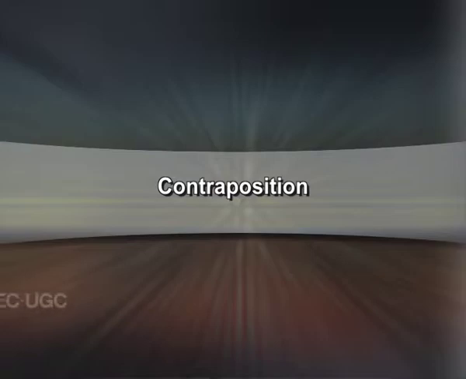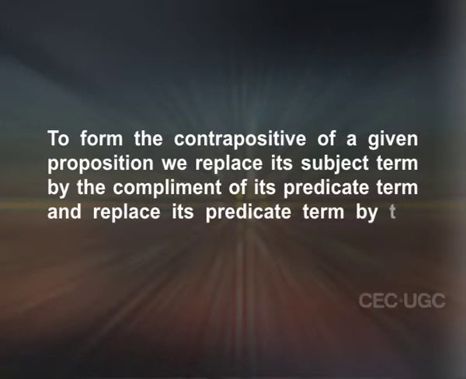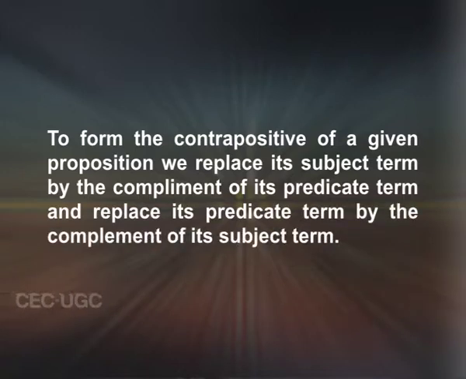3. Contraposition. Contraposition is the inference in which from a given proposition we infer another proposition having the contradictory of the original predicate for its subject. To form the contrapositive of a given proposition, we replace its subject term by the complement of its predicate term and replace its predicate term by the complement of its subject term. Thus, the contrapositive of the A proposition, all members are voters, is the A proposition, all non-voters are non-members. These two are logically equivalent and this is a valid form of immediate inference when applied to A propositions.